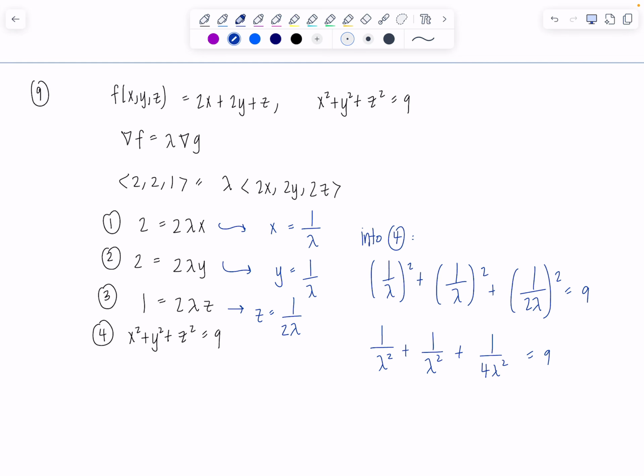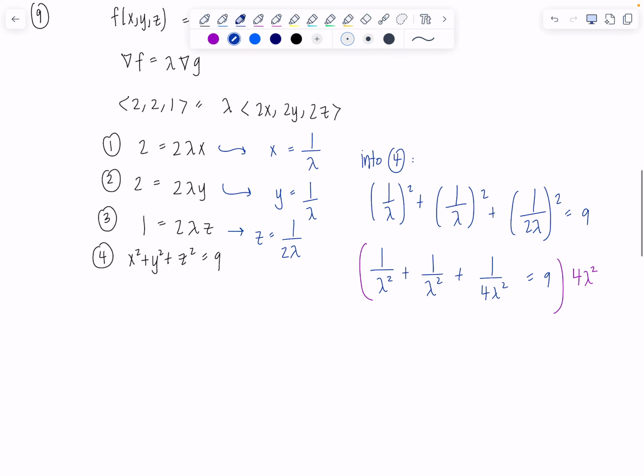Or just clear out the denominator. When you have an equation, you can just multiply through by the LCM, the common denominator, and be fraction free. We don't need to keep them with us. Let's be done with them. So what's the common denominator? 4 lambda squared. So multiply everybody by that, and then you won't have any fractions left.